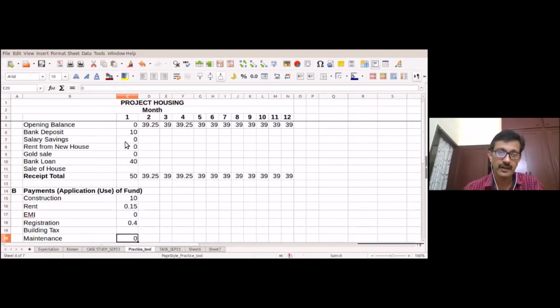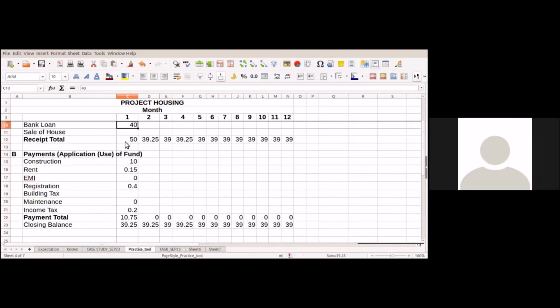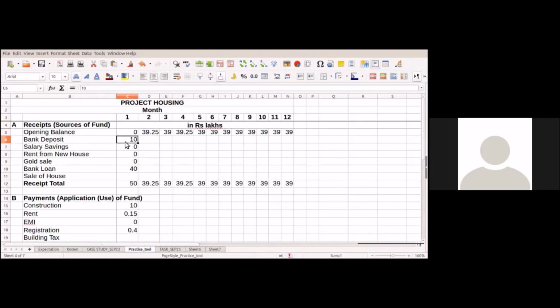Sir, why are we paying the rent money with the loan? We can pay it with the salary.